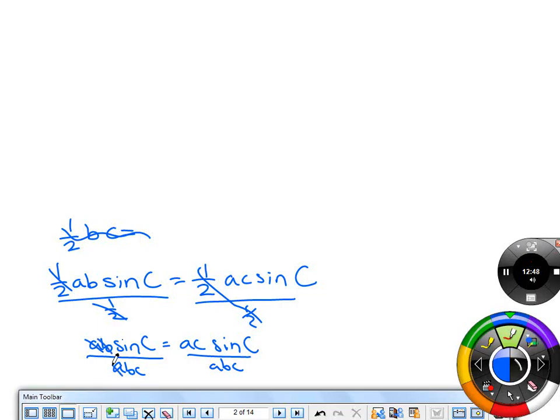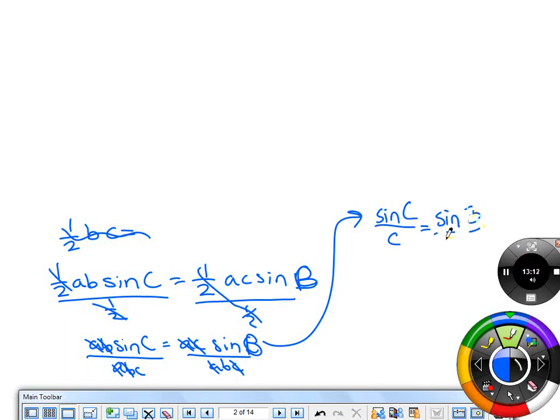So here the A and B are canceled out, but I'm left with C. Here the A and C are canceled out. Sorry, you guys, this was wrong. Okay. See how I used the letter that was different? But left with B. So I'm going to tell you guys what to write in a minute. You don't have to know how to derive this over and over again. But basically, it leaves us with sine C over C equals sine B over B.